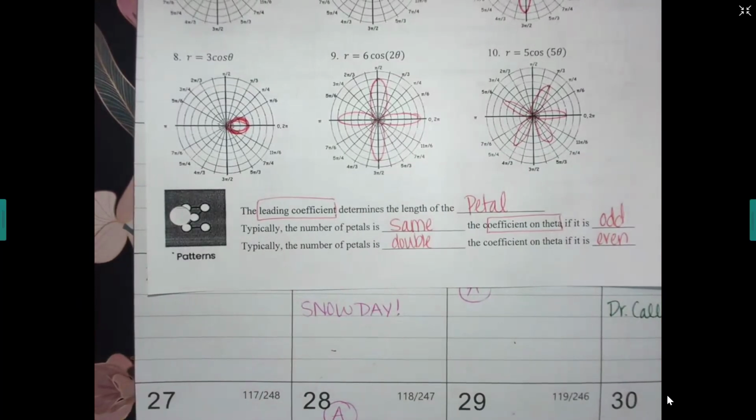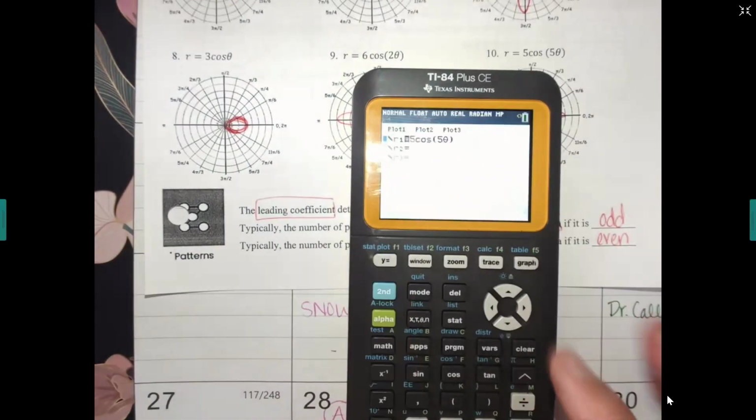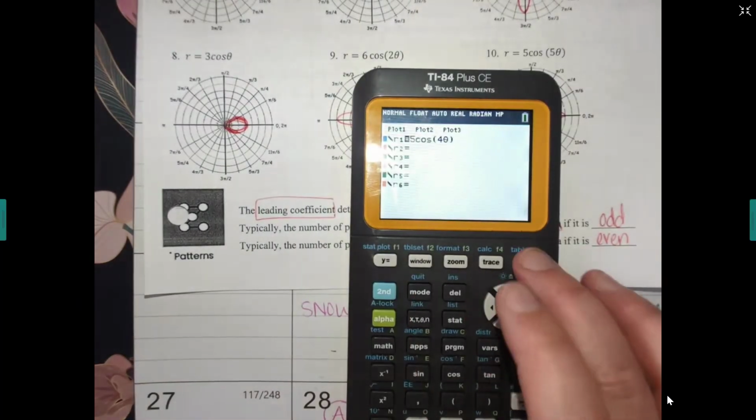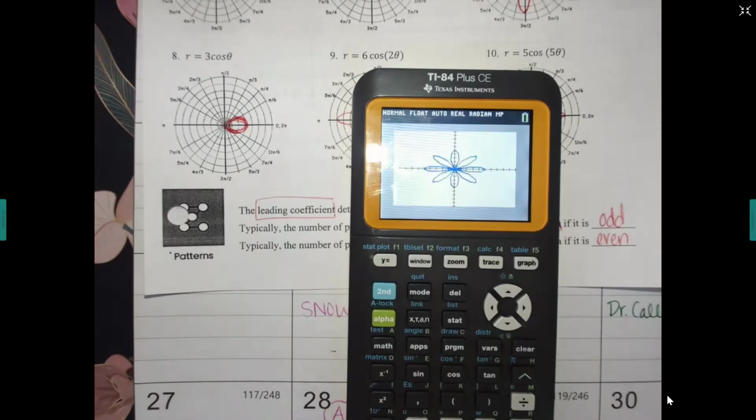Now, you can imagine that if I had made this a 4, you'd be having to graph 8 petals, which would take a little bit longer. So that's why I didn't put that on here. But if you want to look, let me change this to a 4. Then you're going to see that all of a sudden now you have 8 petals on your flower. So if it's an even theta, you're doubling. If it's an odd theta, you're going to keep it the same. All right, turn the page.